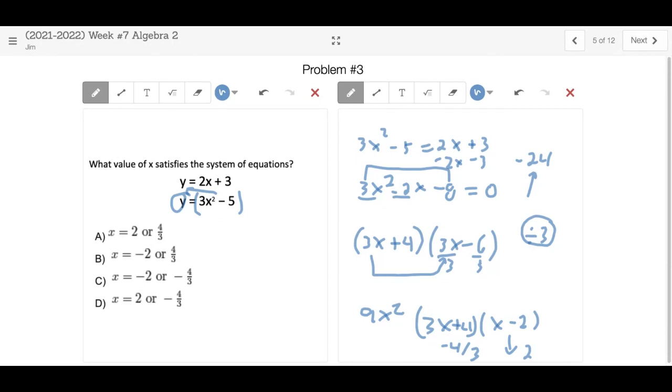Now, if they wanted the whole answer, the ordered pairs, yes, then we'd have to plug in the -4/3 and the 2 into x. But if you take a look at the problem, it just says, what are the x values? So I didn't have to do that. I didn't have to find the y values. Okay, so make sure you read the problems.